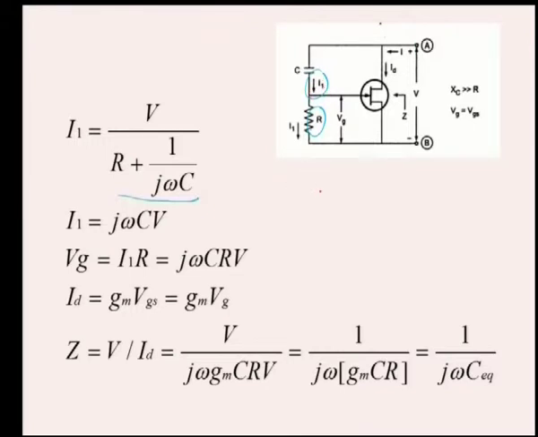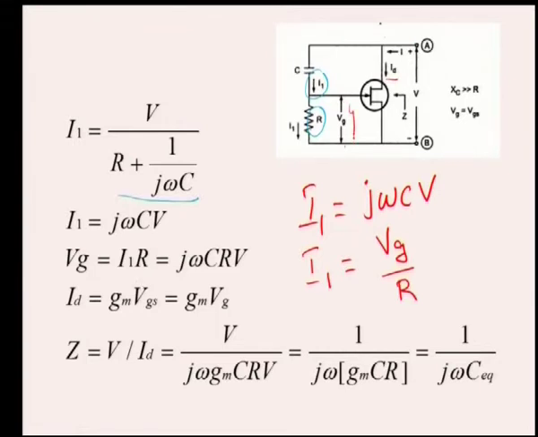If we consider this current I1 flowing through the capacitance, it can be written as I1 equals j omega C into V, and the current through the resistance, this I1, is nothing but Vg by R, since the voltage applied across the resistance is Vg. And now Id, the drain current. From the theory of this FET, we know that the drain current is the product of Gm, the transconductance, and Vgs, which we consider here as Vg. So Id is Gm into Vgs, which is nothing but Gm into Vg.